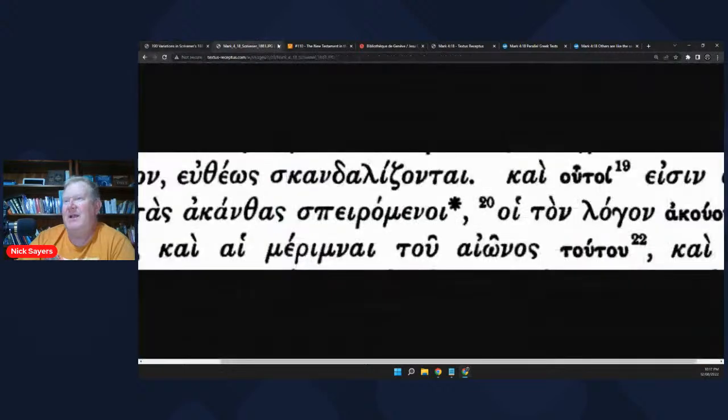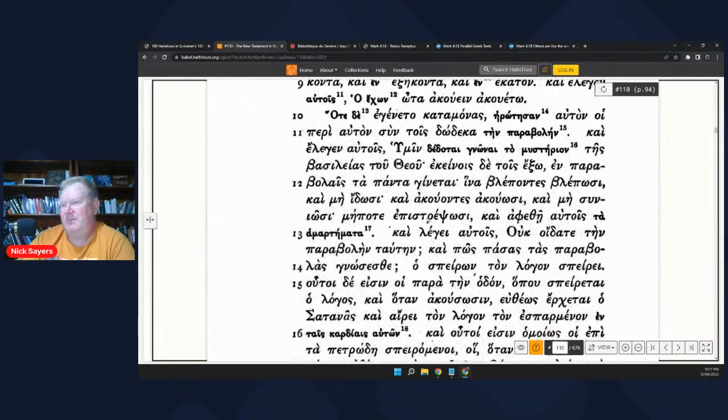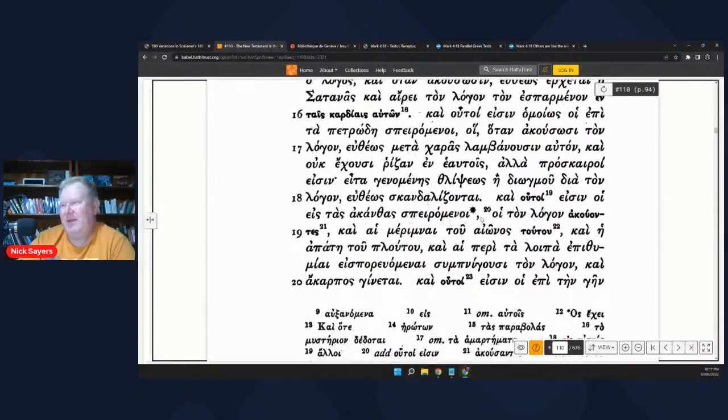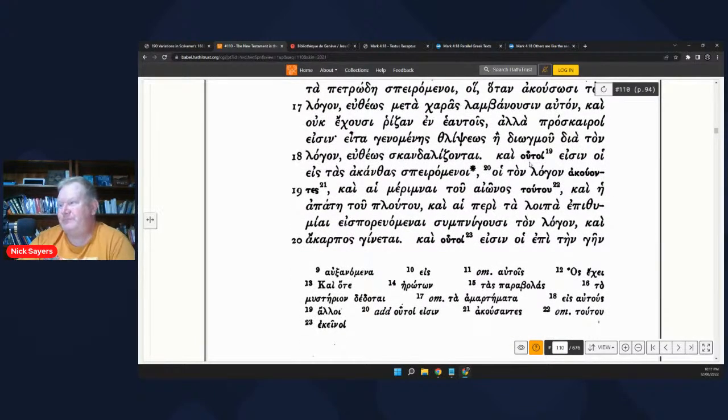So let's have a look. I'll show you firstly exactly where that is in Scrivener. It's exactly the same picture, but as you can see down the bottom, the Oti there, number 19, is replaced by alloy. And the 20, so that's what we're dealing with, adds Oti Esin. Actually, the Westcott and Hort text adds that in. So it's quite kind of strange.